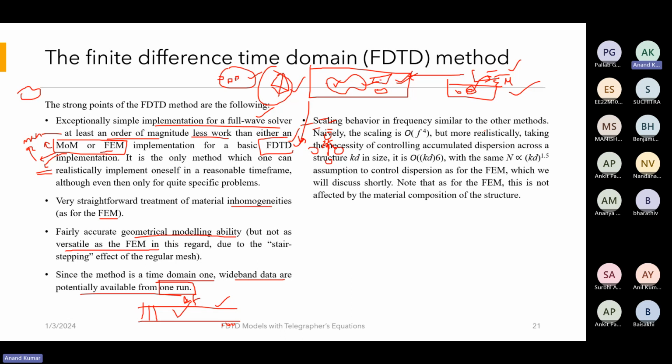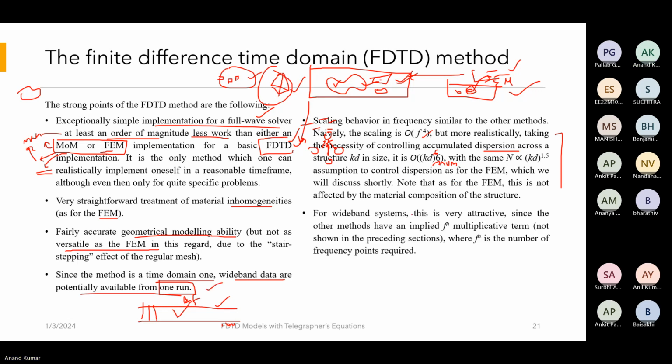Scaling behavior is similar to other methods. It is f to the power 4, but if you account for dispersion, it is f to the power 6. We won't get into this, just remember these orders. So it is similar to MOM or FEM, and this also scales very badly, but not as badly as MOM, because this is still a wideband method.